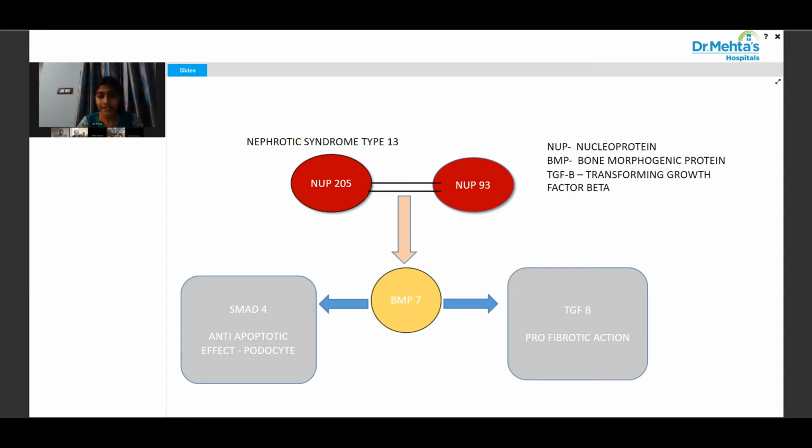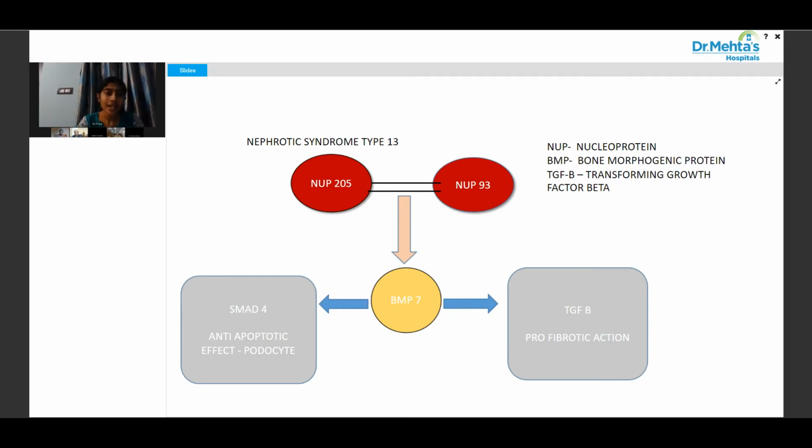An integrated membrane will have a positive effect on bone morphogenic protein 7, which helps in maintaining equilibrium between two signaling pathways. One is the SMAD4 pathway, another one is the transforming growth factor beta pathway. The SMAD4 pathway has an anti-apoptotic effect on the podocyte, whereas the transforming growth factor beta has a pro-fibrotic action.